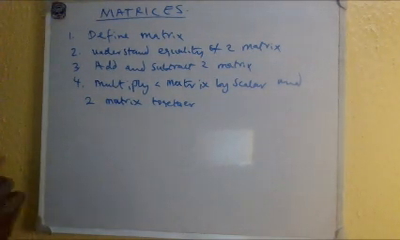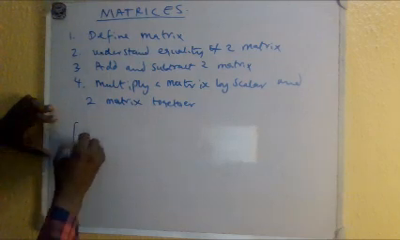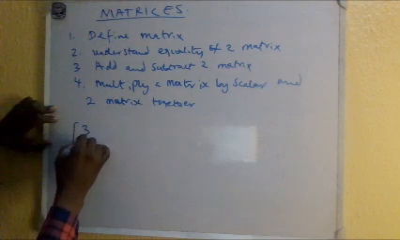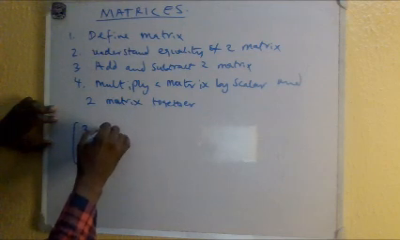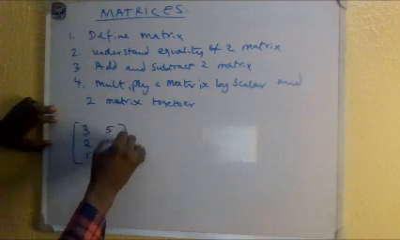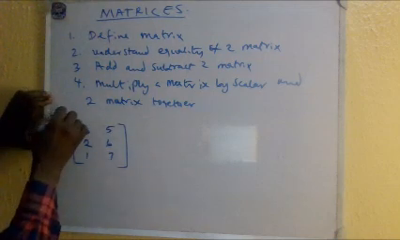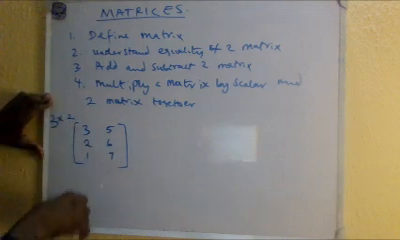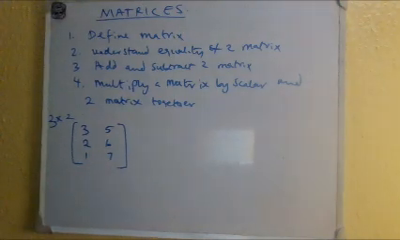For instance, if I have this matrix, let me do a 3 by 2 matrix. 3, 2, 1, 5, 6, 7. This is a 3 by 2 matrix. Why? I have 3 rows and 2 columns. So a 3 by 2 matrix.